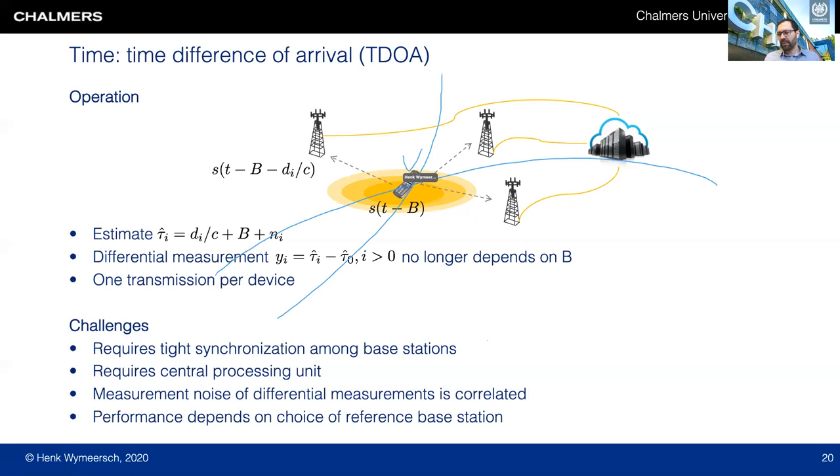Now, the nice thing with this is that this scales really well. You just need one broadcast per device. You do need synchronization among the base stations, you need a central communication unit. The noises are correlated, which you need to be careful with in the processing. But this is a very practical way to do positioning, and this is used in your current mobile phone. All right, so this covers all the delay measurements. So let's move on to angular measurements.